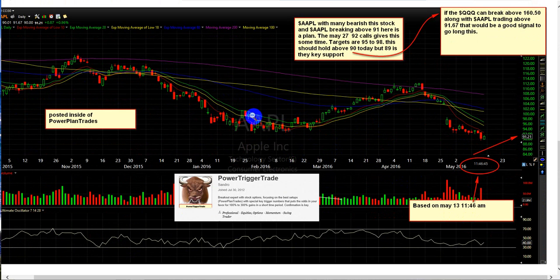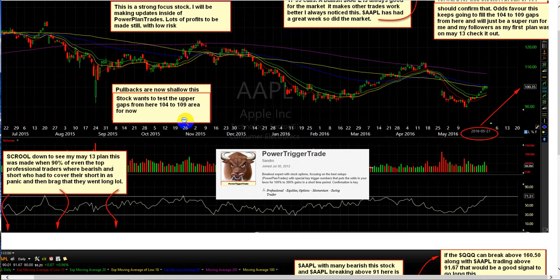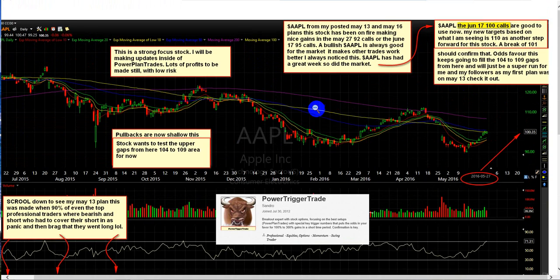And again, I posted this in NewPowerPlanTrades, right? You can press pause to read what I said in this. I posted this in NewPowerPlanTrades, and then I posted a follow-up video on Power Trigger Trade. A follow-up plan, and that worked as well. Basically, there was a good 7-8 point swing in Apple within those two plans. What I did is I rolled over. But the third plan, if we had waited for the third plan, you would have avoided the drop, right?